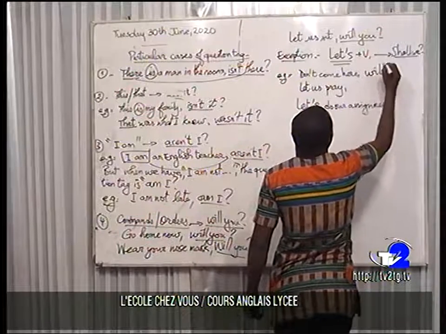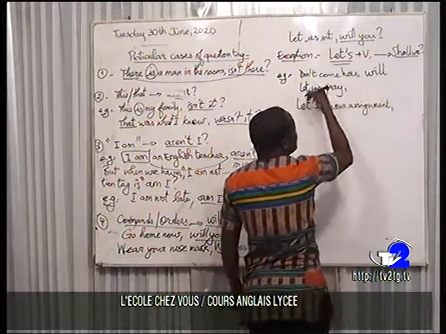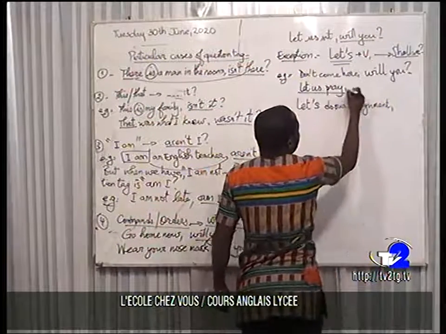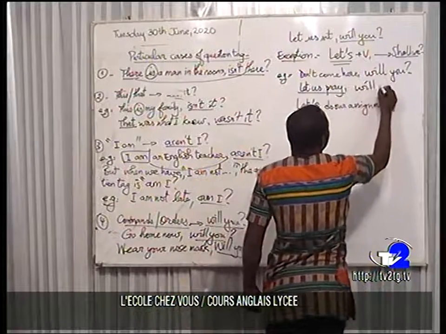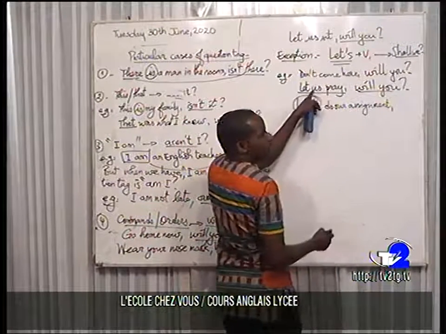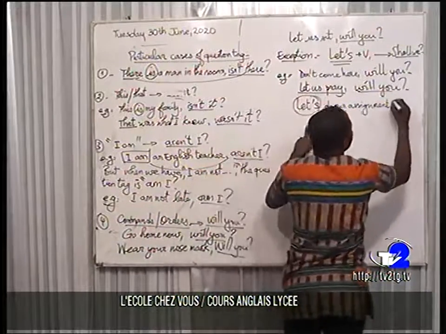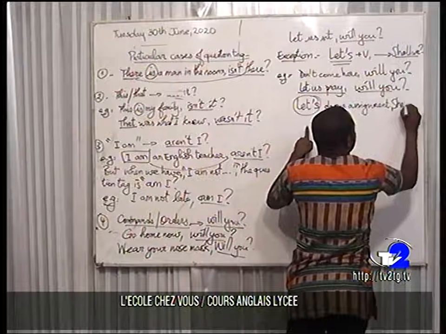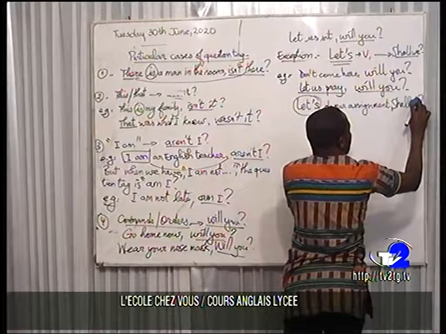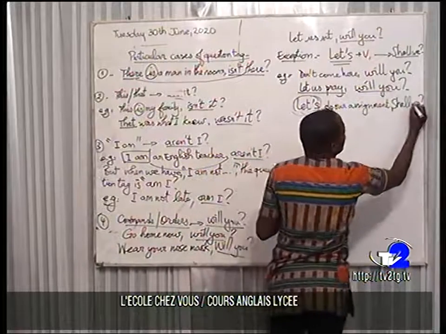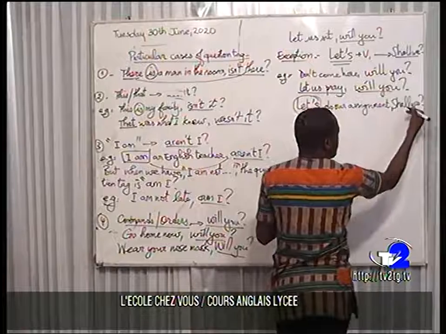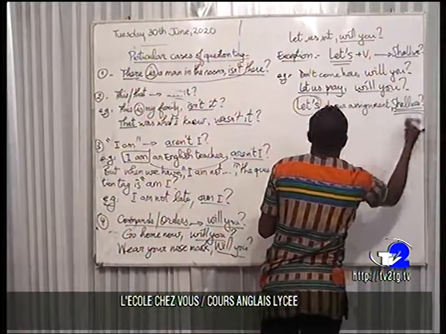No matter how the sentence is, negative or positive, it is "will you". "Let us pray, will you?" But when we use the contracted form of let us, it should be "shall we". Shall is not linked to or stuck to we. So, "shall we". That is very important.